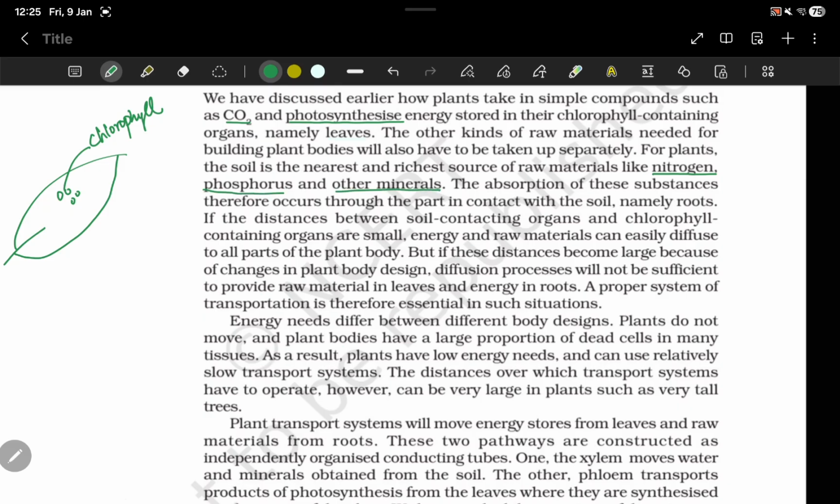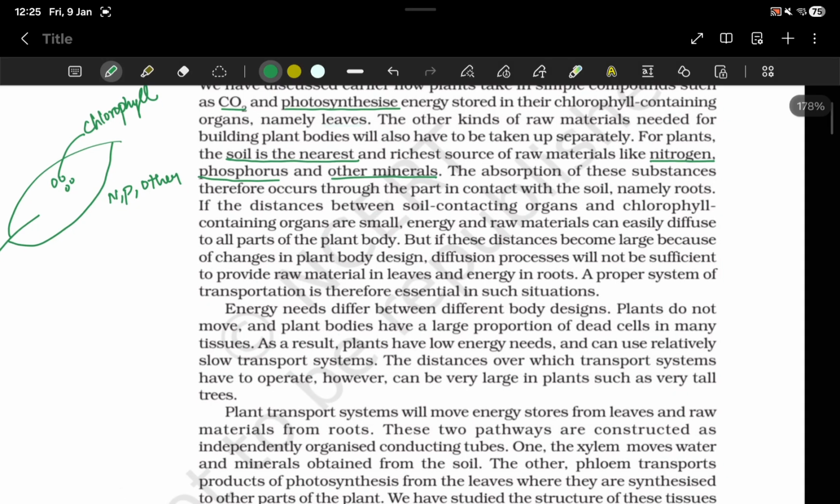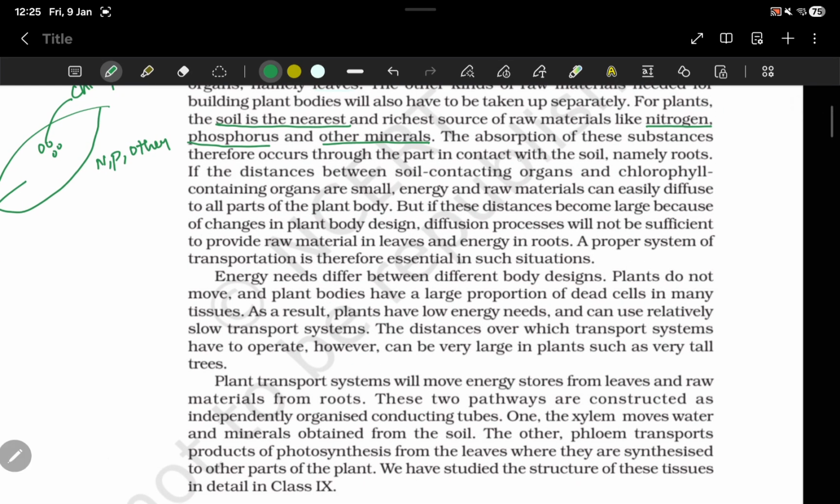So what is the richest source of raw materials for the plants, like nitrogen, phosphorus, and other minerals? Soil. As we all know, the plant is anchored to the soil, so its roots are present in the soil, so they can easily absorb these other raw materials which are needed for building the plant body. The absorption of these substances therefore occurs through the part in contact with the soil.